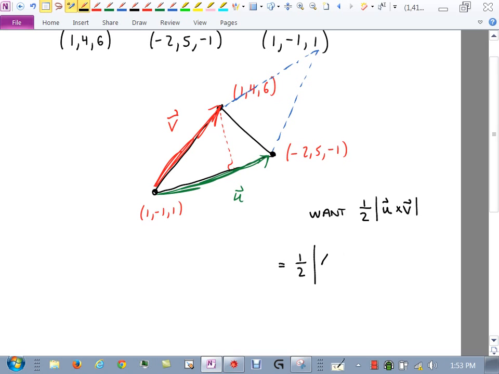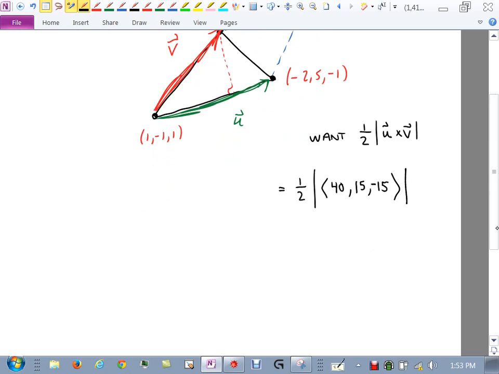Was it like 40, 15, -15, 15? Okay, I had it. That was the cross product, and I want its magnitude now. So how do you find the magnitude of a vector? Square root of each of the components squared. The numbers are going to get kind of big here.